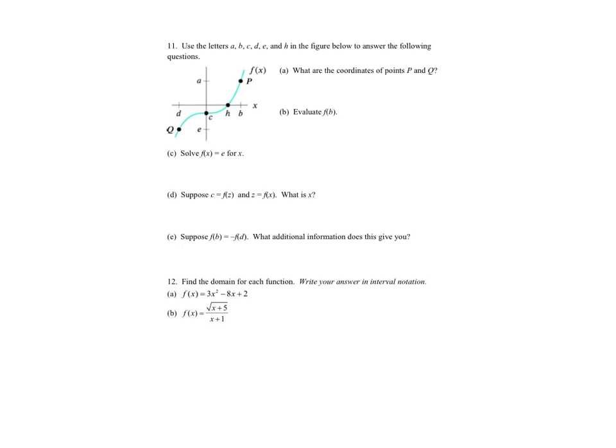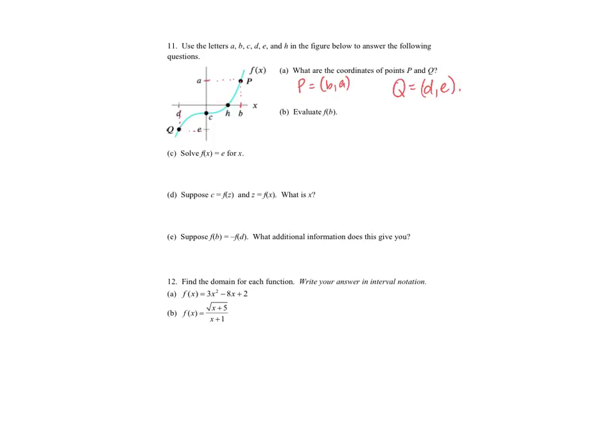So the first thing is it asks for the coordinates of P and Q. So the coordinates of P, the x coordinate is B and the y coordinate is A. So the coordinates of P are B comma A. And the coordinates of Q are, the x coordinate for Q is D, the y coordinate for Q is E. So D comma E.